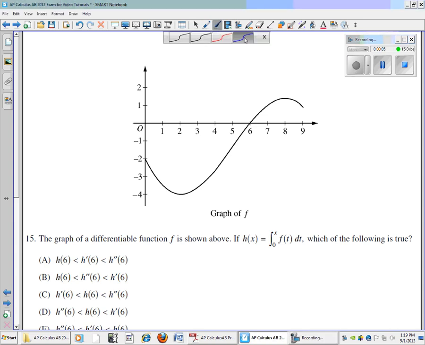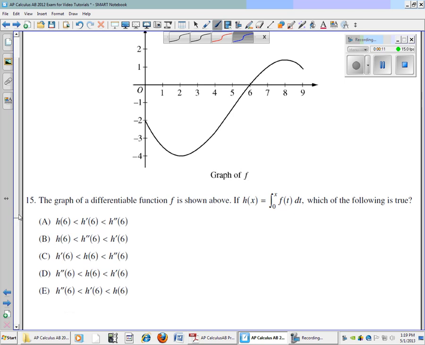This is problem number 15 of the 2012 AP Calculus exam. The graph of a differentiable function f is shown above. If h of x is equal to the integral from 0 to x of f of t dt, which of the following is true? Let's look at what is given in the answer choices.